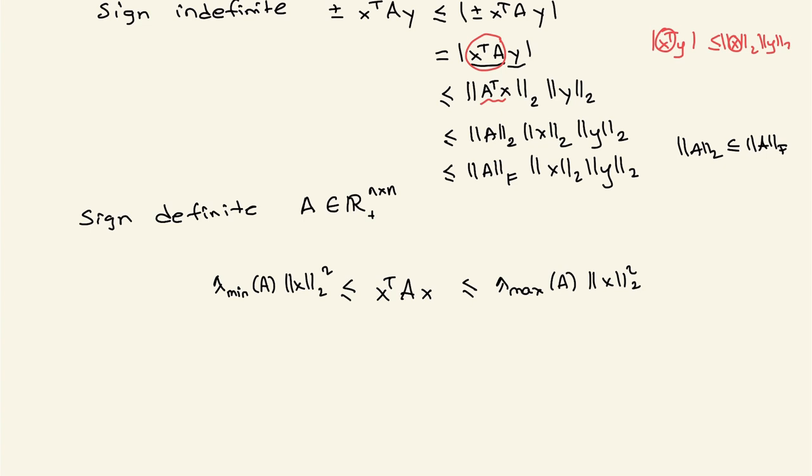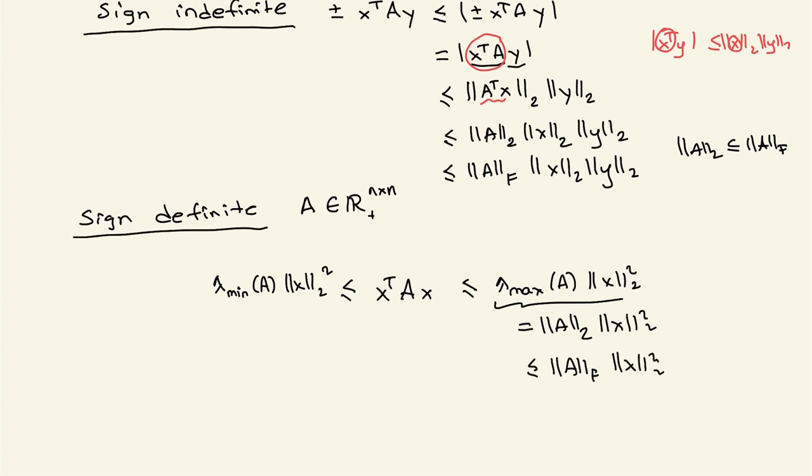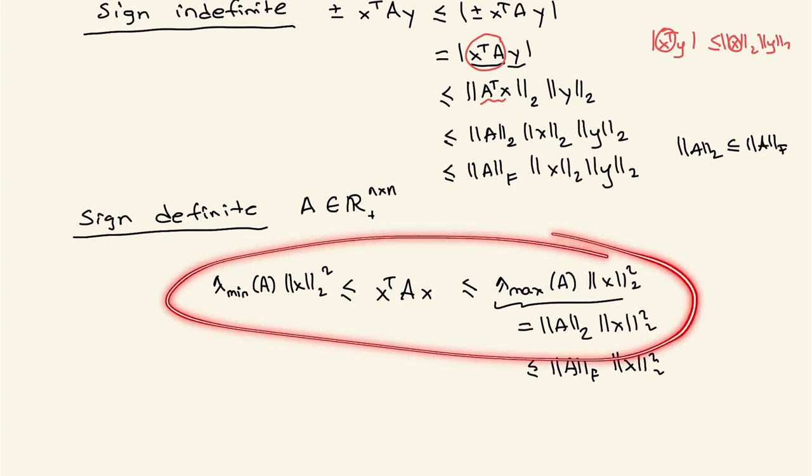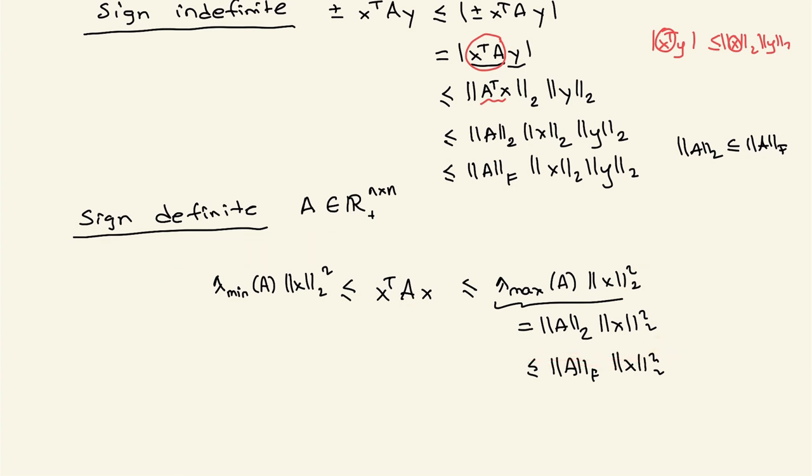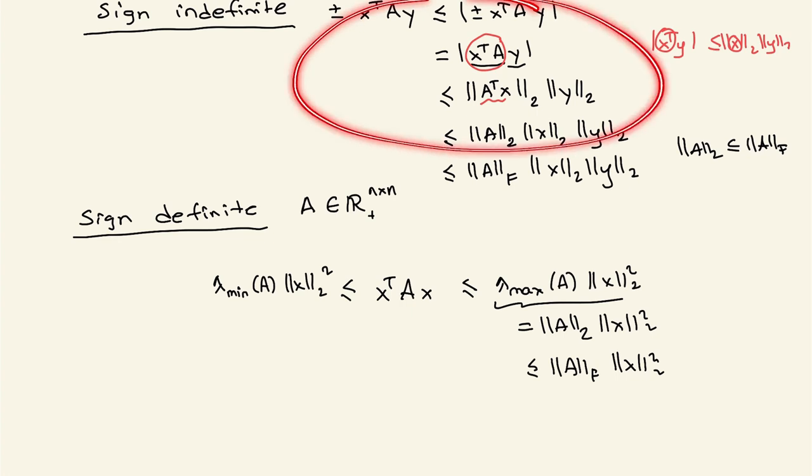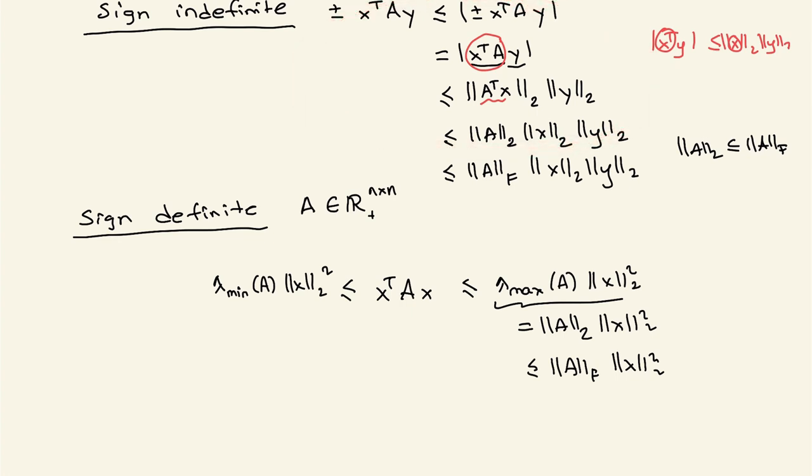So basically, by definition, this side is equal to the 2 norm of x to the power of 2. You can also upper bound this by the Frobenius norm of x to the power of 2 for sign definite stuff. And when you have sign indefinite terms, just don't use eigenvalues. Basically this holds for sign definite stuff. Don't use eigenvalues, just upper bound things like this when you have sign indefinite terms.